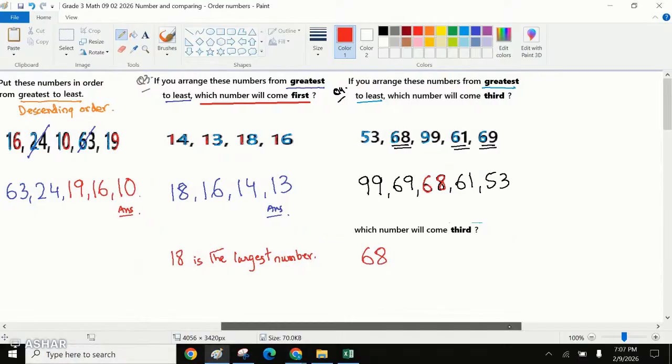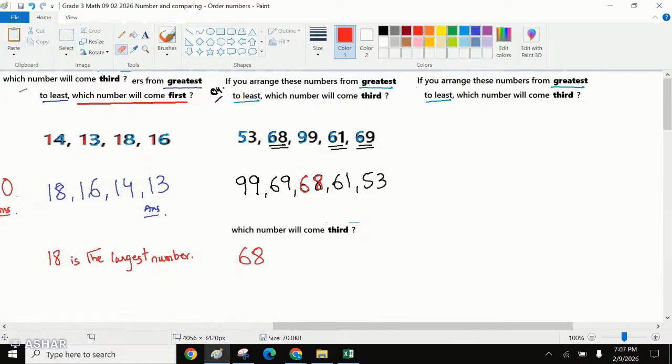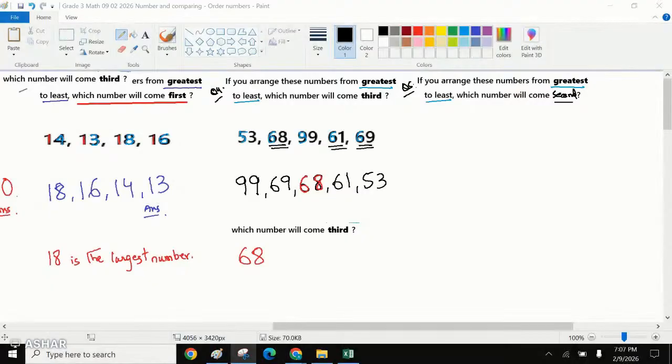Okay. For the next question, they're saying, I'll just copy the same statement. And they're asking us which number would come second. Okay, in the second position, question number 5. And the numbers given are, let me just copy the numbers. The numbers were given as these.